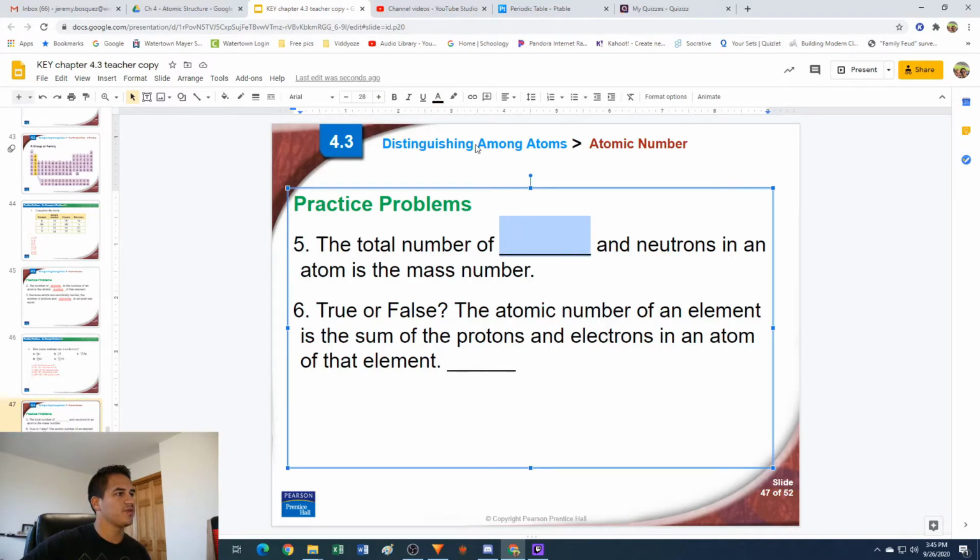All right. Number 5, the total number of blank and neutrons in an atom is the mass number. Okay, so this again is from the notes. This is just some vocab here, but the total number of protons and neutrons in an atom is the mass number.